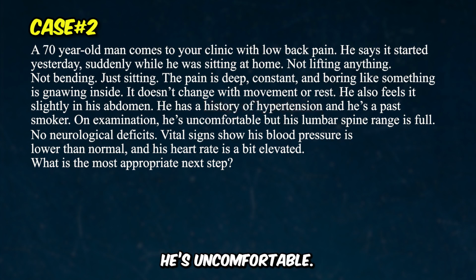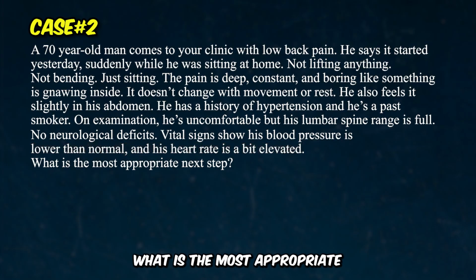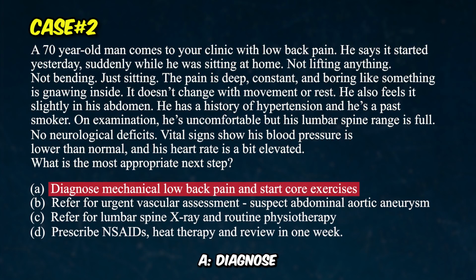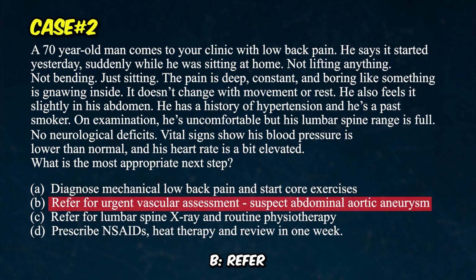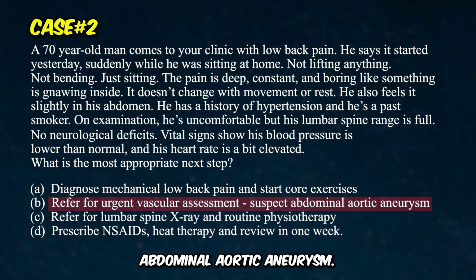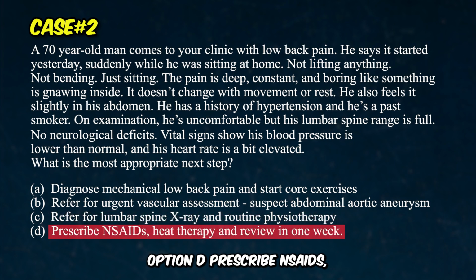On examination, he is uncomfortable, but his lumbar spine range is full, no neurological deficits. Vital signs show his blood pressure is lower than normal and his heart rate is a bit elevated. What is the most appropriate next step? Option A, diagnose mechanical low back pain and start core exercises. Option B, refer for urgent vascular assessment. Suspected abdominal aortic aneurysm. Option C, refer for lumbar spine x-ray and routine physiotherapy. Option D, prescribe NSAIDs, heat therapy, and review in 1 week.